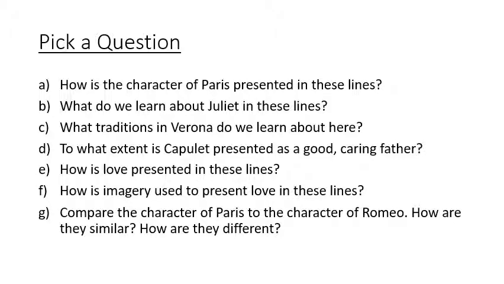If you're talking about the character of Paris, don't say, oh, he's weird because he wants to marry a child, because even though we might think that, Paris would have represented a fairly normal, traditional man at the time. Okay, I've tried to make it so that question A is probably the most straightforward, and then it goes down in difficulty to question G, which I think is quite complex. I want you to pick your own level of challenge there, please, and do that in your exercise book.